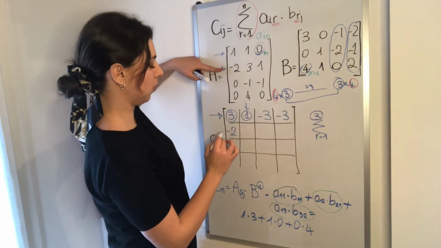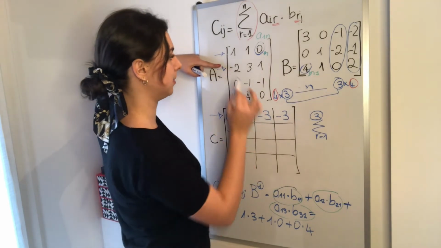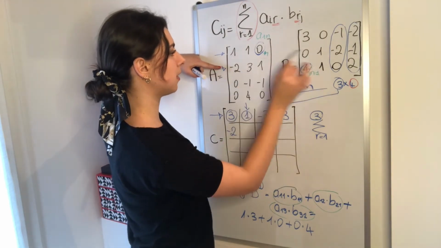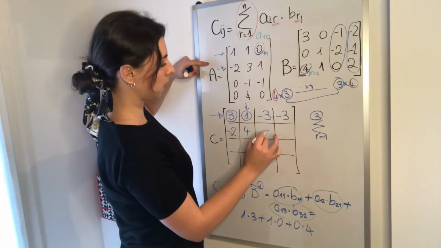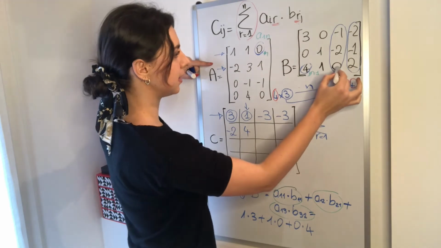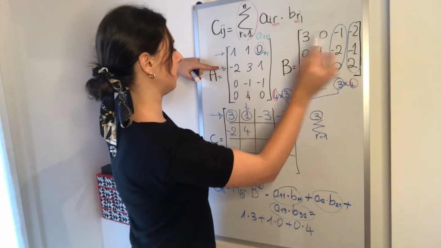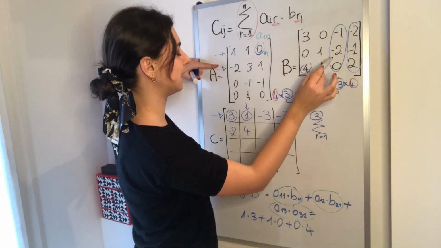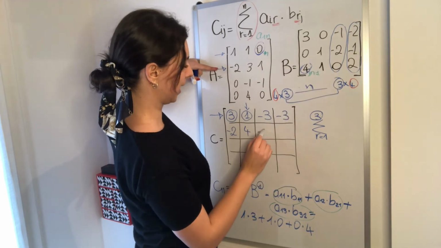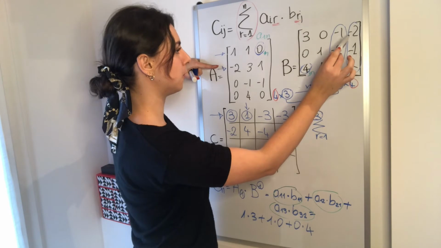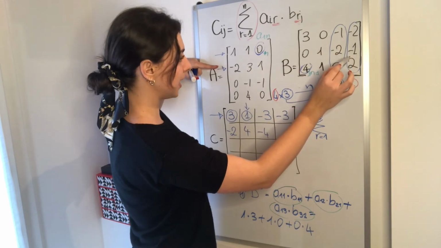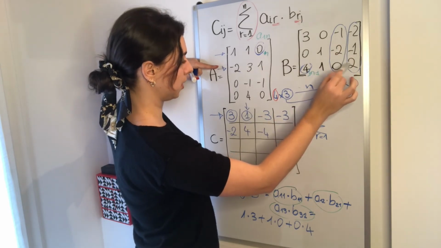Second row, so always here, second column, 0, 3, 1. So 4. Second row, third column, here, minus plus 2, minus 6, so minus 4. Second row, last column, 4, minus 3, and 2, 3.